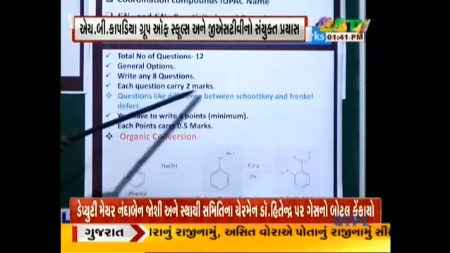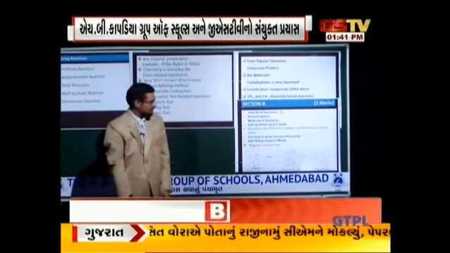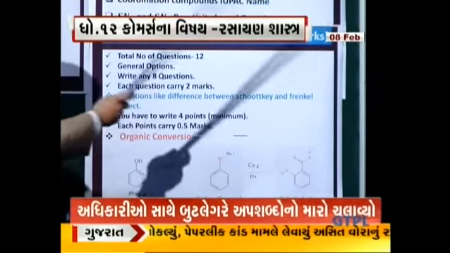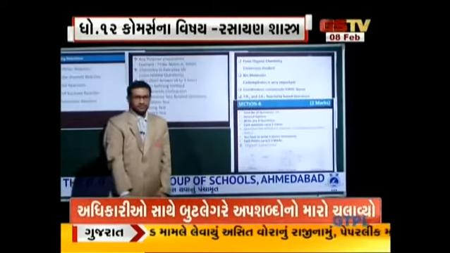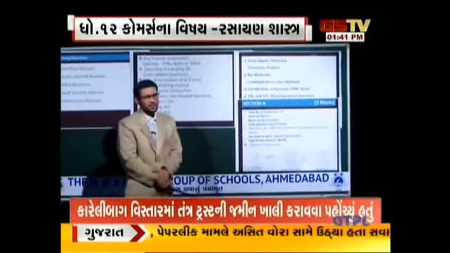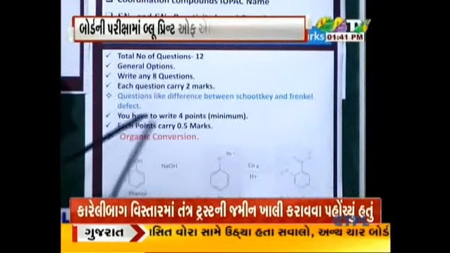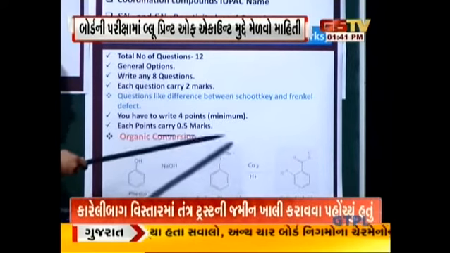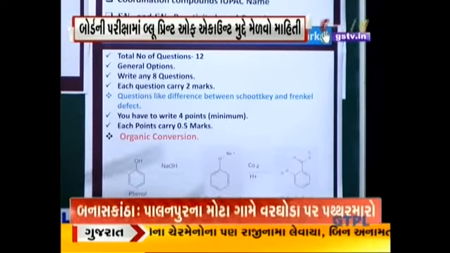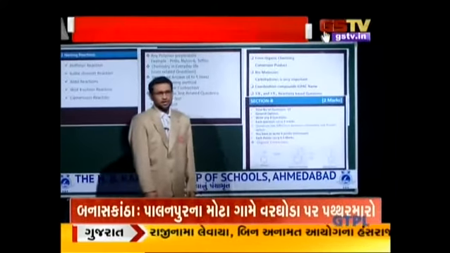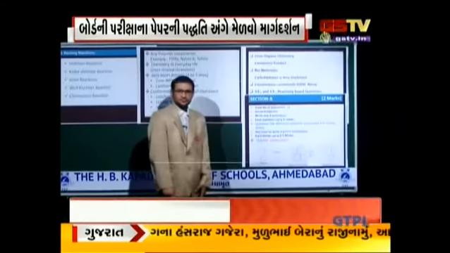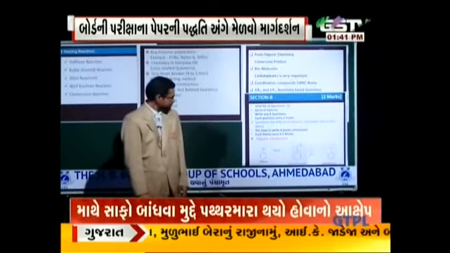Each question carries 2 marks. So in the 2 marks, questions are like the difference between Schottky and Frenkel defect, which is given in chapter number 1, and is a very important question. You have to write at least 4 points. Each point carries 0.5 marks. So by writing 4 points, you will get a total of 2 marks. Questions like organic conversion can also be asked in the board exam.